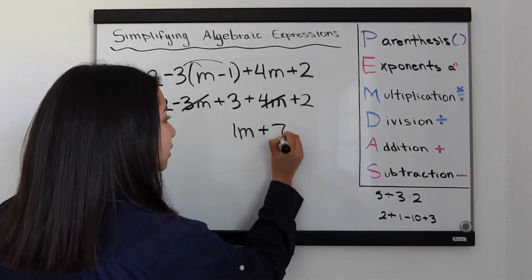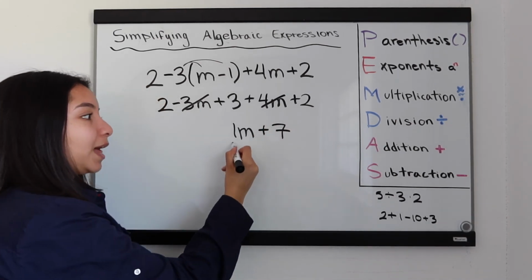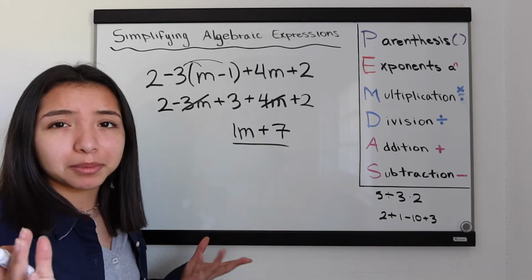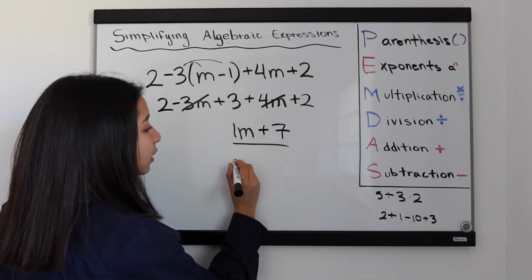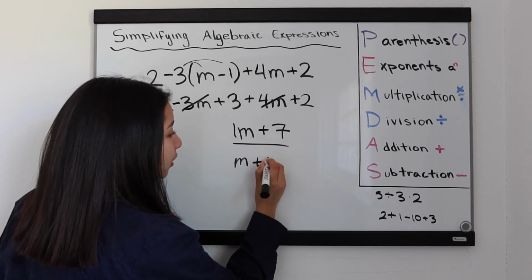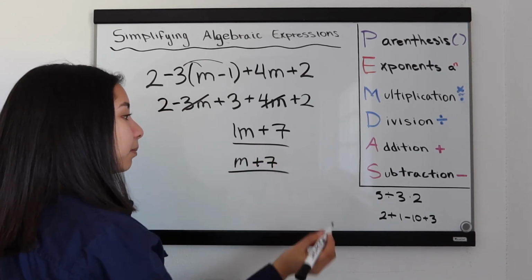So plus 7. Alright, and this is your answer, but if you want to simplify it a little more, you could just get rid of that 1, and then we're left with m plus 7.